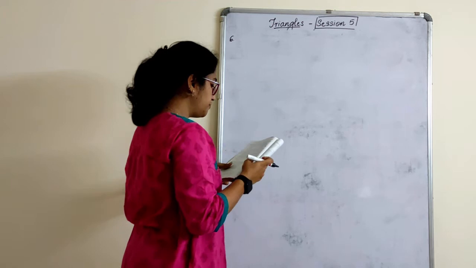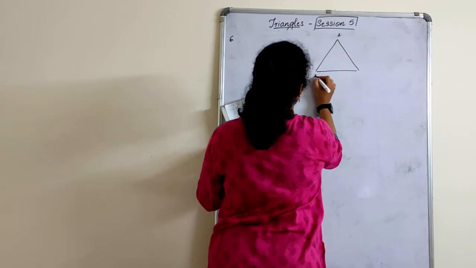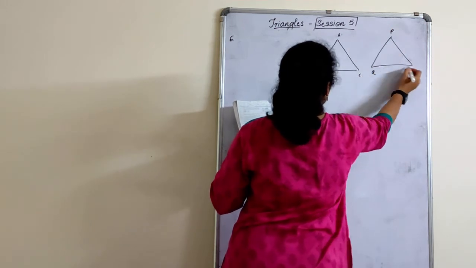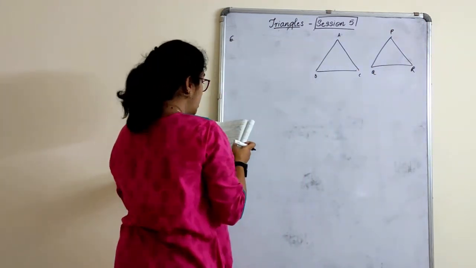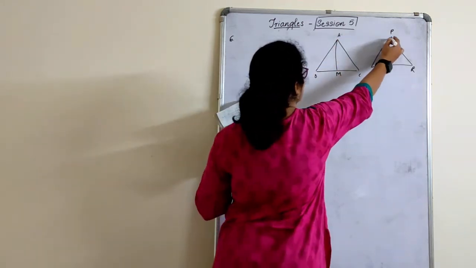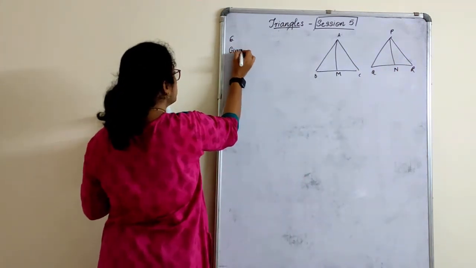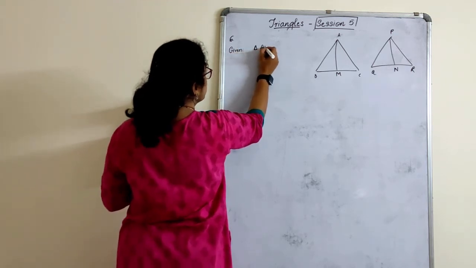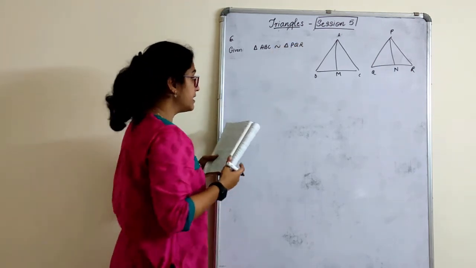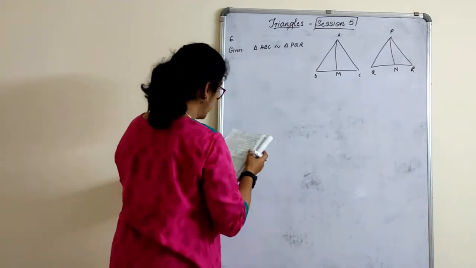Prove that the ratios of areas of two similar triangles ABC, PQR are equal to the squares of the ratio of the corresponding medians. So these are the medians here, AM and PN. Given: triangle ABC is similar to triangle PQR. The triangles are given as similar. That means we know the corresponding sides and angles. Sides are proportional and angles are equal.